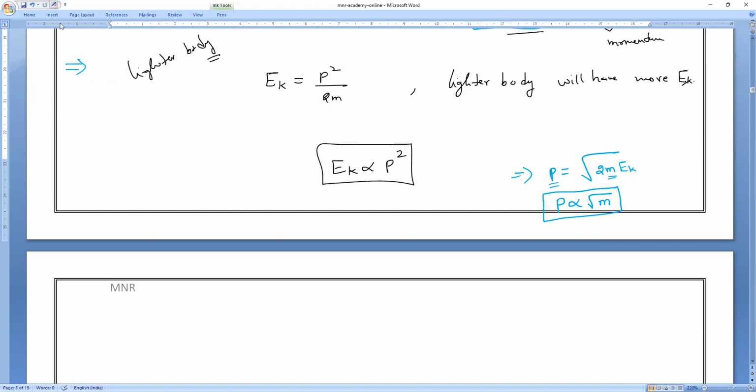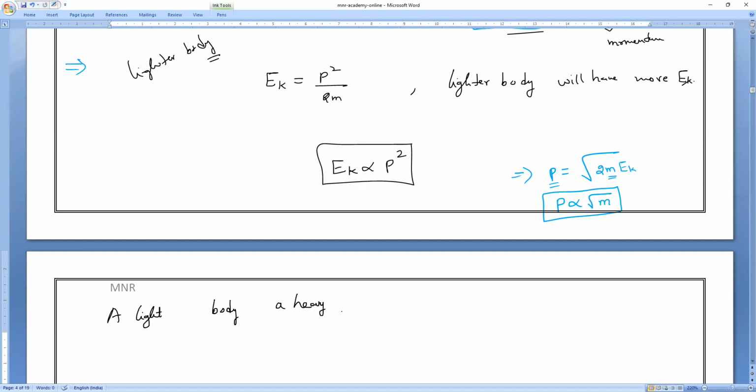Everybody? Yes, sir. So both are directly proportional to each other. Now the question: a light body and a heavy body have the same kinetic energy. Give pressure to your brain so that you can understand the questions.